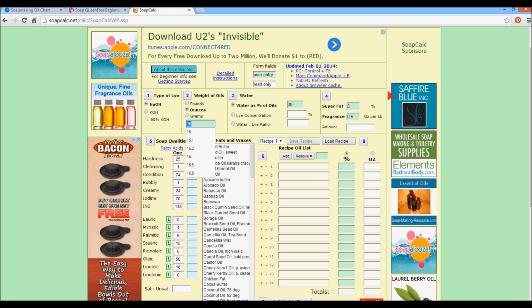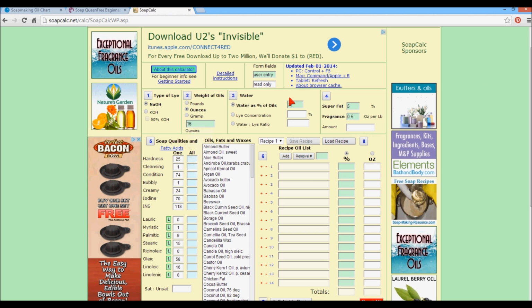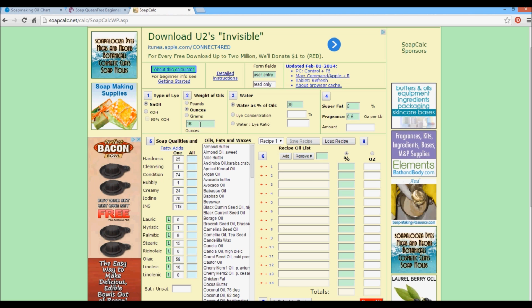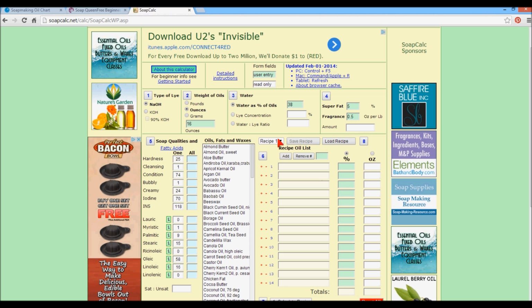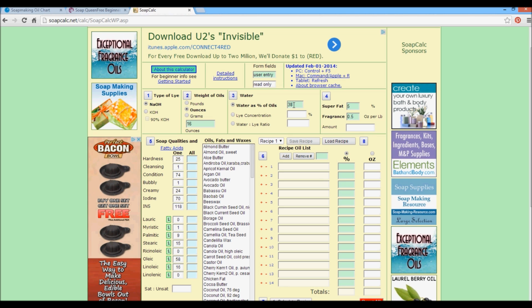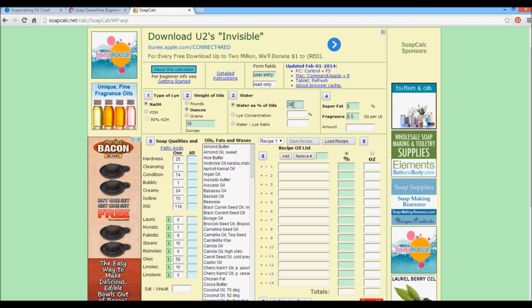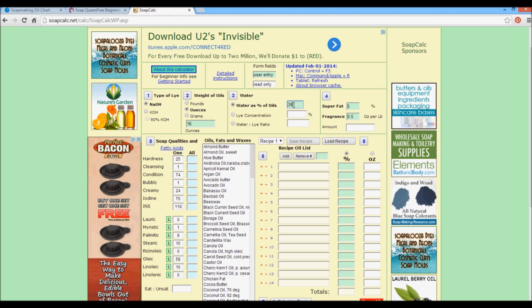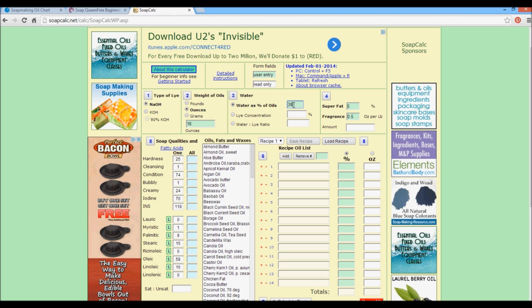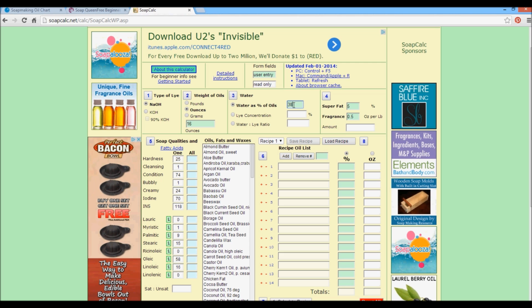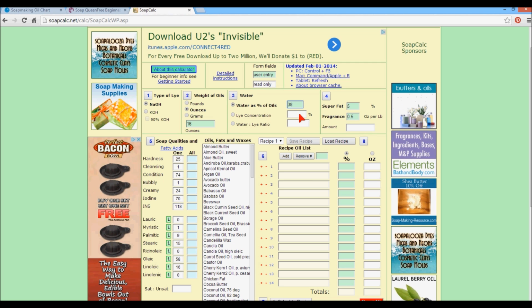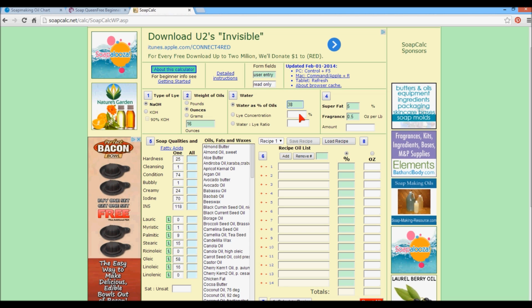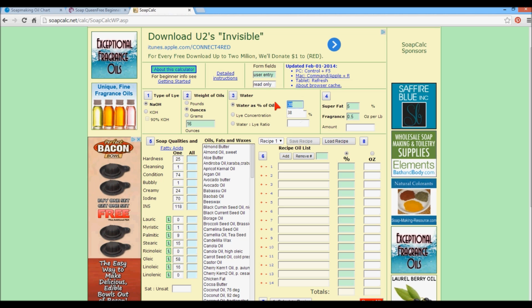That does not include your water. This is just how much oils you're going to use, and that will have to do with this section over here. So water as percentage of oils is set at 38. When people say that they are soaping with full water, that's what they mean. I know that some of the older soapers do a water to lye ratio or a lye concentration. I find that's a little bit too much math for me, so I just say water as percentage of oils. And if I want to reduce it a little bit, I'll reduce it to 35.